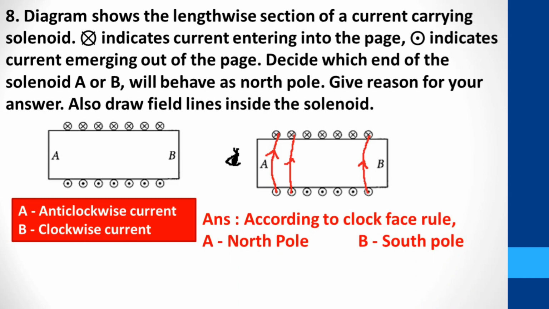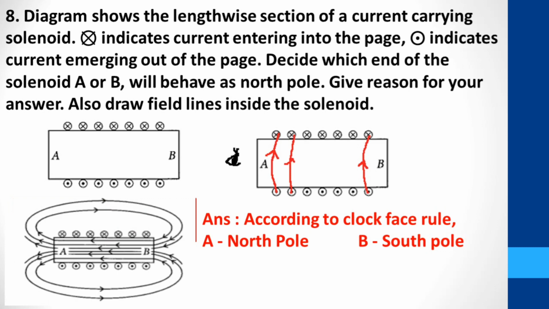So if A and B are north and south pole, then you can draw the magnetic field lines of the solenoid as shown in the figure. The field lines emerge from A and enter through B. You can write the clock face rule as the reason for your answer.